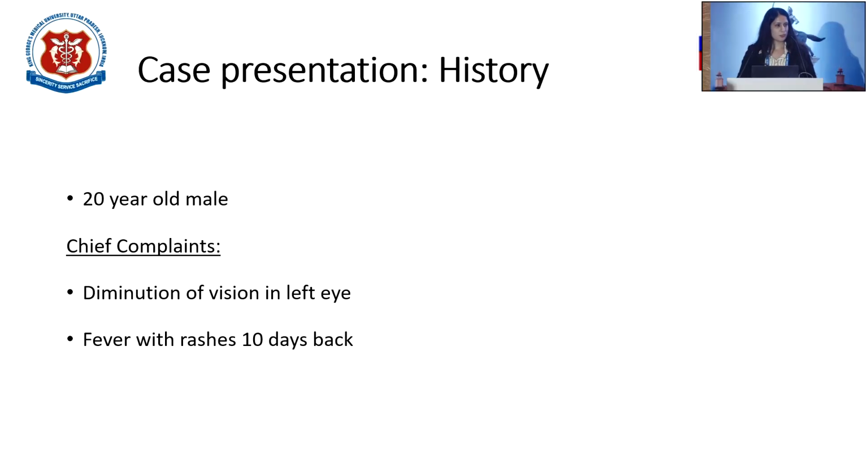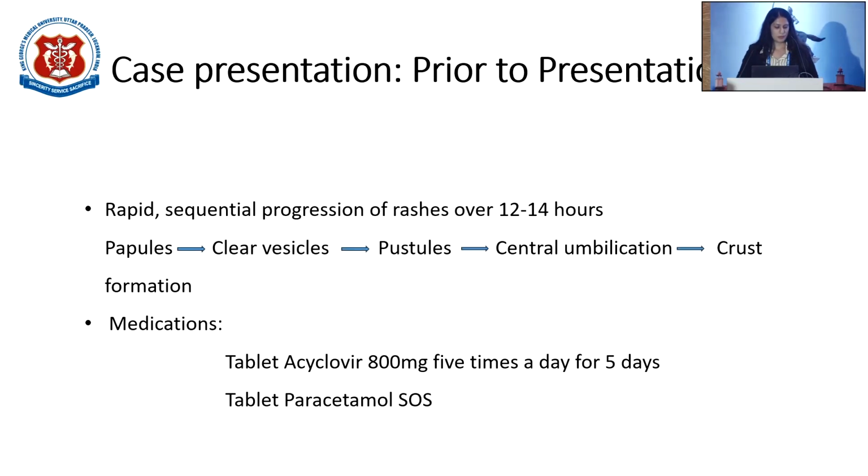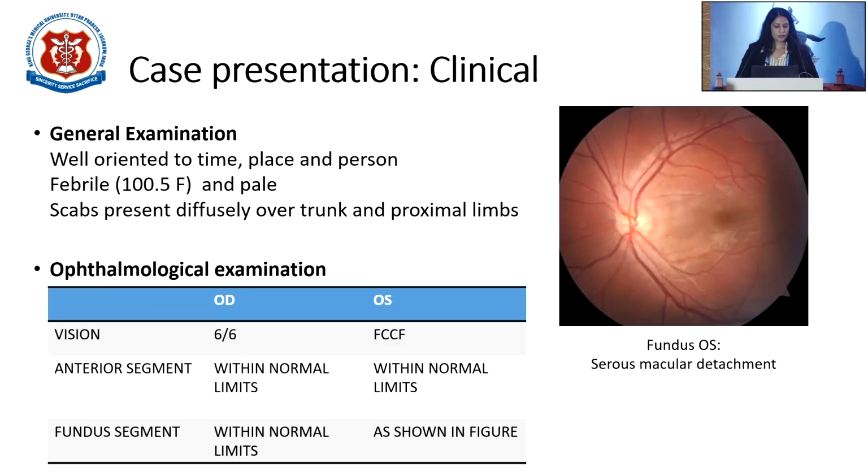chief complaints of diminution of vision in the left eye, 10 days after having fever with rashes. The diminution of vision was insidious in onset, progressive in nature, associated with pain. The progression of rashes was as expected for chickenpox. The medications were as shown below. On general examination, the patient was febrile and had scabs, which were crustings present diffusely over the trunk and the proximal limbs. The ophthalmological examination for the right eye was within normal limits.